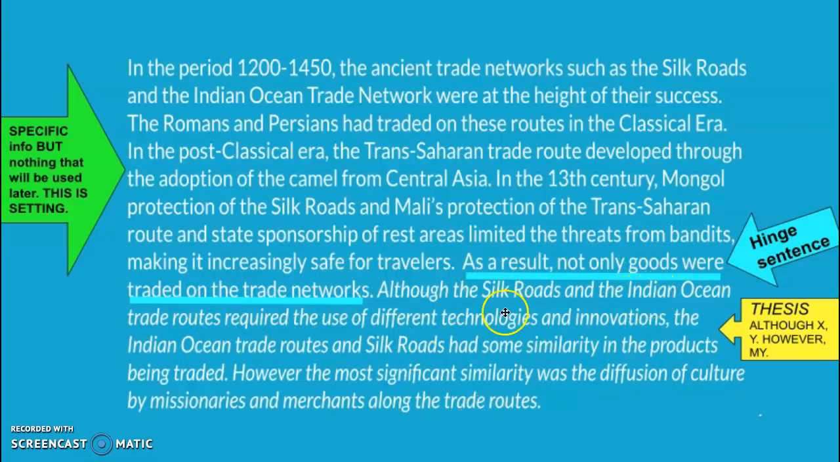Although the Silk Roads and the Indian Ocean trade routes required the use of different technologies and innovations, the Indian Ocean trade routes and Silk Roads had some similarity in the products being traded. However, the most significant similarity was the diffusion of culture by missionaries and merchants along the trade routes.